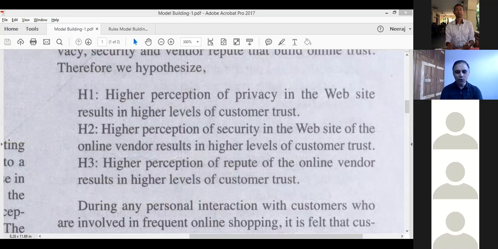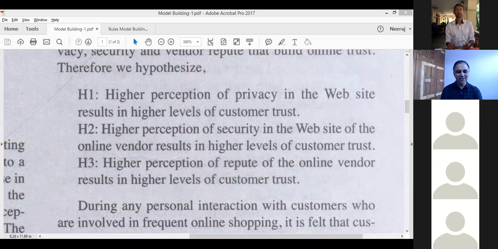So I got 2 circles. If I'm doing it in my notebook, the first circle says perception of privacy. The second circle says customer trust, and the arrow moves from perception towards customer trust. And on the arrow, I will write H1. It means 1 hypothesis, 2 variables. Keep the count with me.